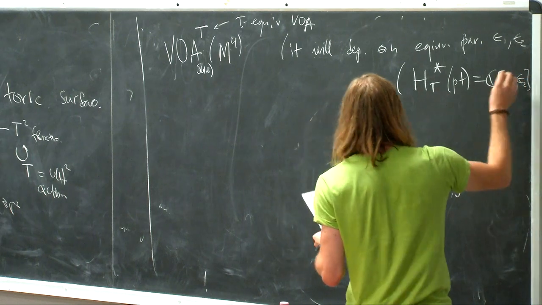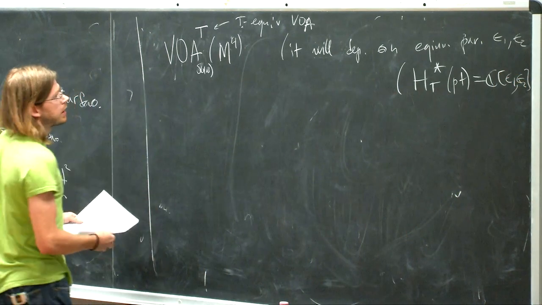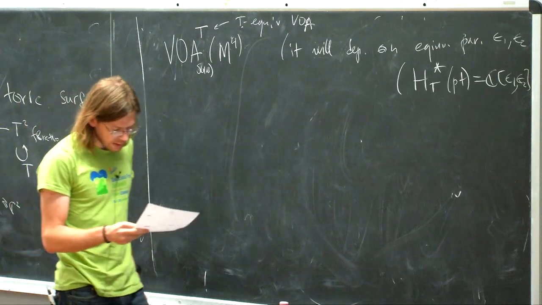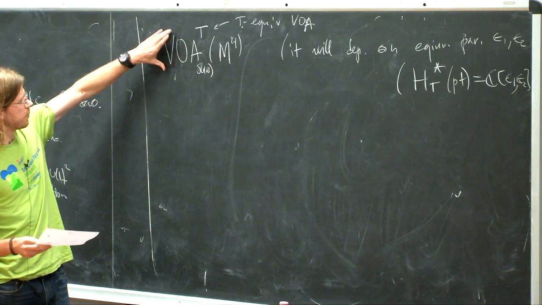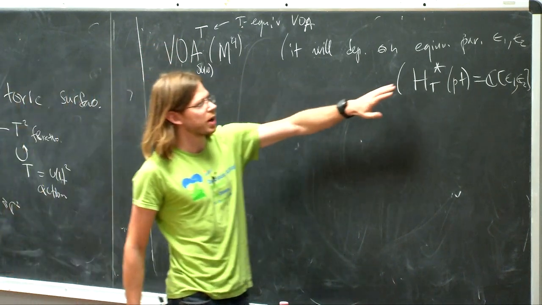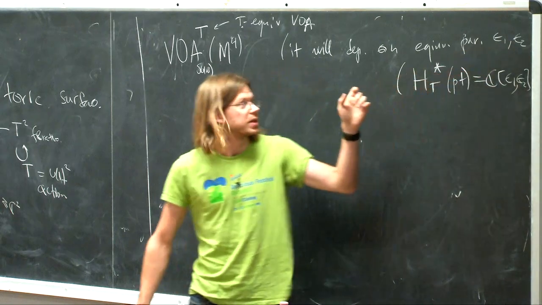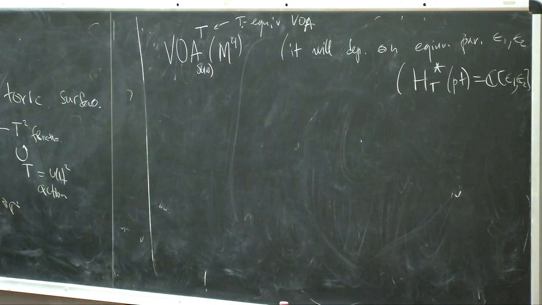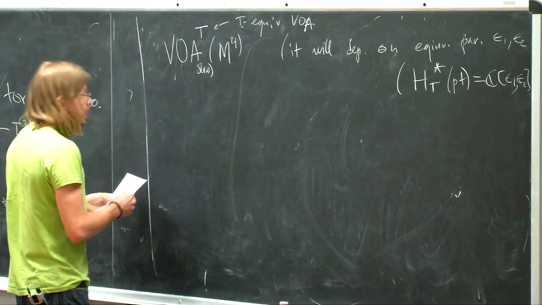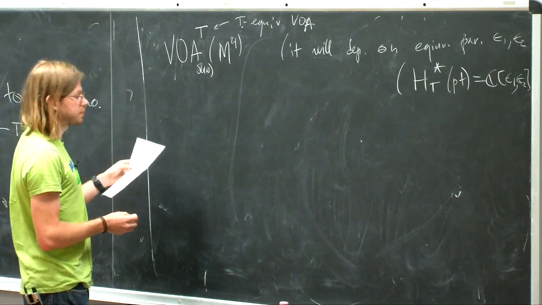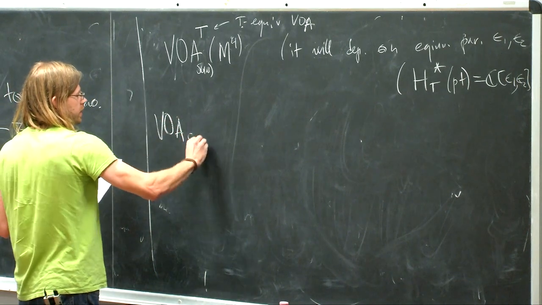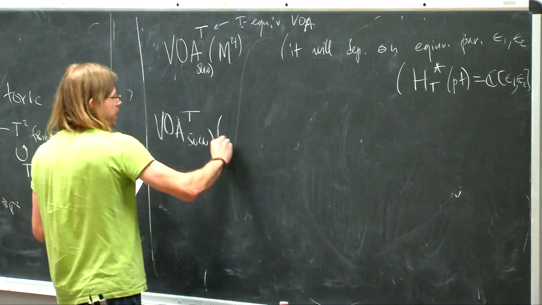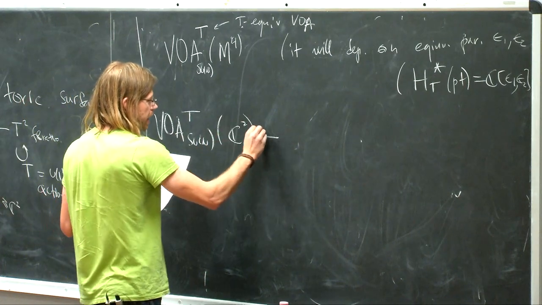So the generators of equivariant homology of the point. What it means here is that if you fix these parameters to be some particular complex numbers, this determines a certain VOA. And then one can consider the VOA of C2.